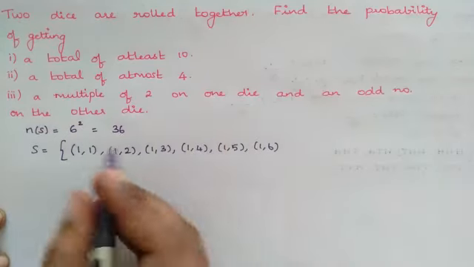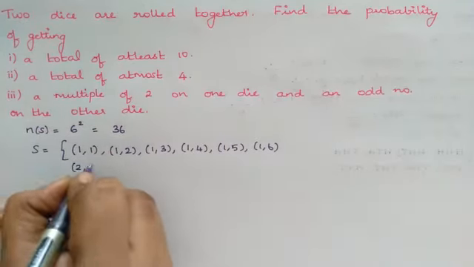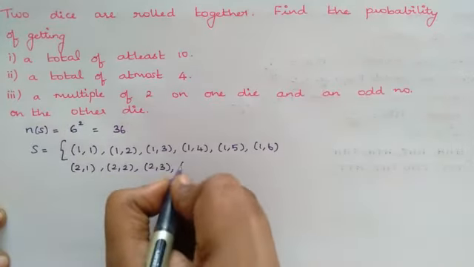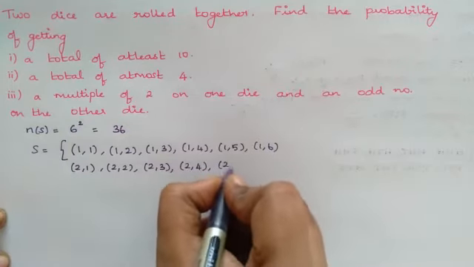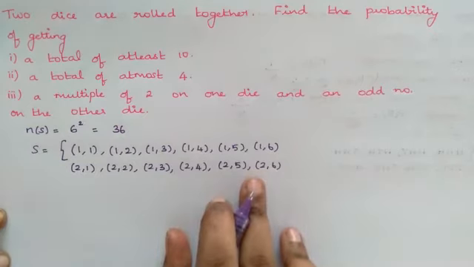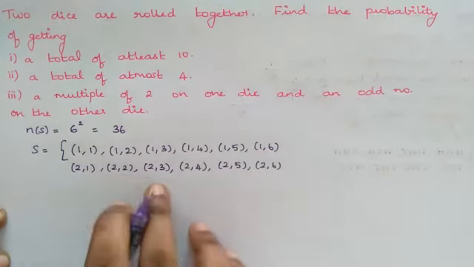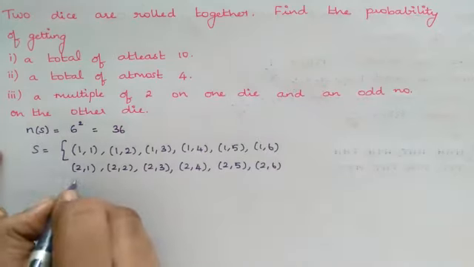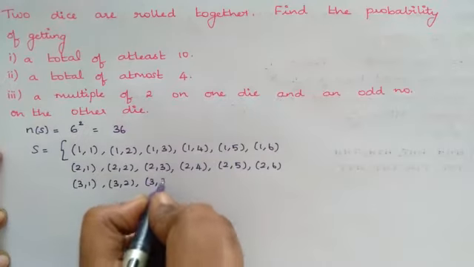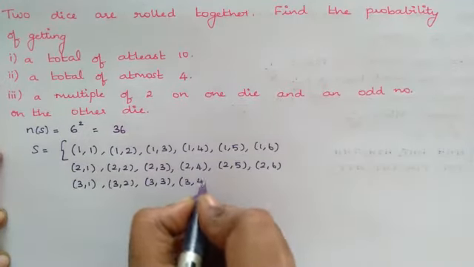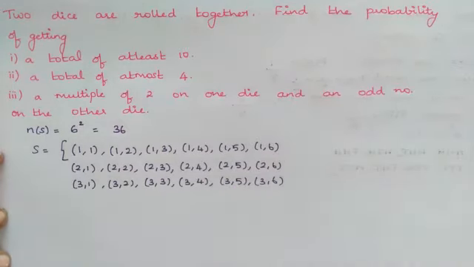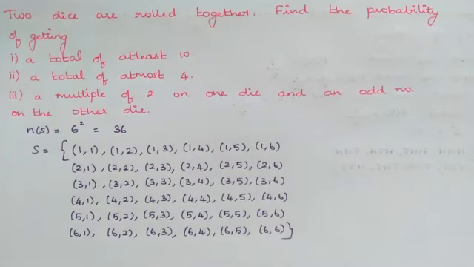Now next, 2 comma 1, 2 comma 2, 2 comma 3, 2 comma 4, 2 comma 5, 2 comma 6. That is, the first die shows 2, whereas the second die might show 1, 2, 3, 4, 5 or 6. Next, 3 comma 1, 3 comma 2, 3 comma 3, 3 comma 4, 3 comma 5, 3 comma 6. Likewise, we have written all the possibilities.